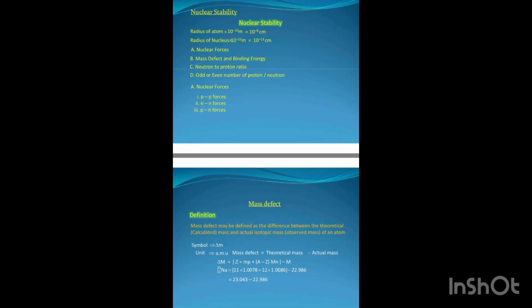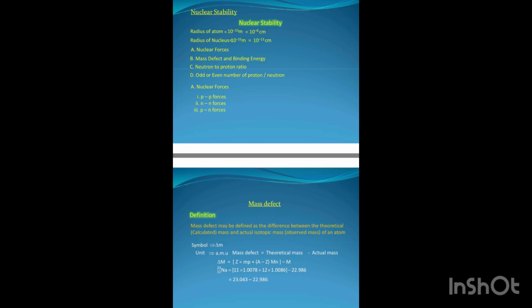Isotopes are the atoms of the same element having the same atomic number but different mass number. Isobars. Isobars are the atoms of different elements having the same mass number but different atomic number. Isotones. Isotones are the atoms of different elements having the same neutron number but different atomic number and different mass number.